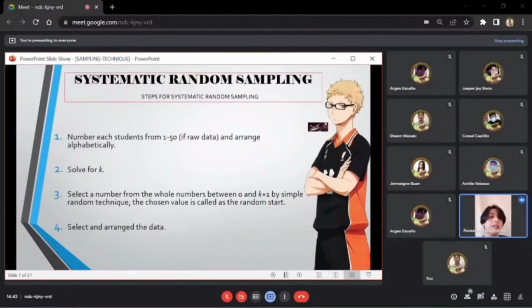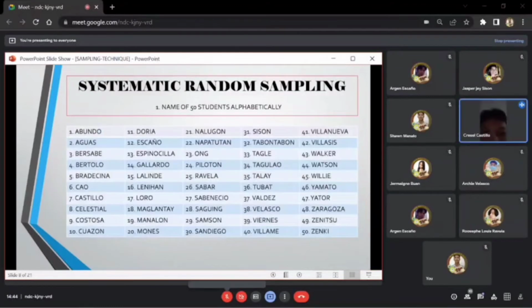These are the steps for systematic random sampling. Number 1, number each student from 1 to 50, if raw data, and arrange alphabetically. Number 2, solve for k. Number 3, select a number from the whole numbers between 0 and k plus 1 by simple random technique. The chosen value is called the random start. And number 4, select and arrange the data. These are the names of 50 students arranged alphabetically using systematic random sampling.